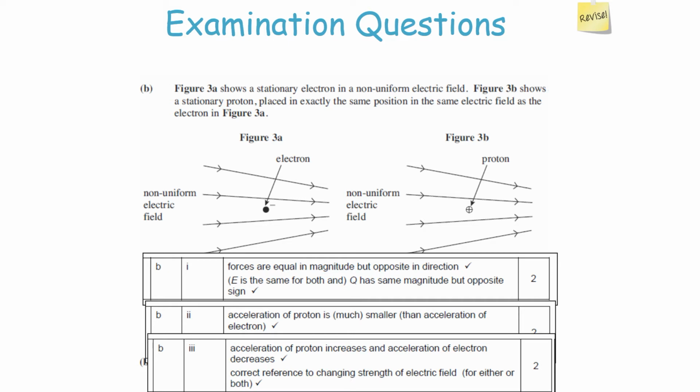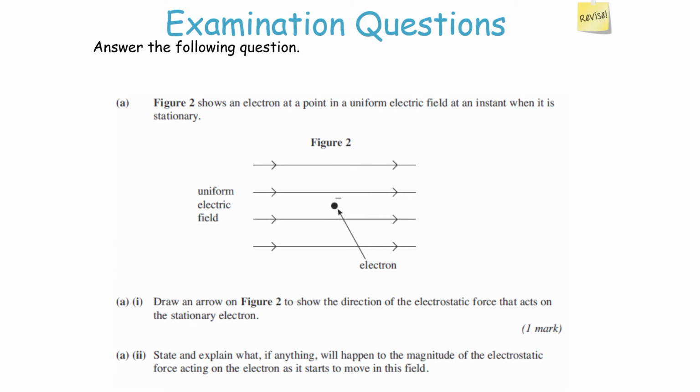So this tells us that over time the acceleration of the proton will increase because it's going to a stronger part of the field, but the acceleration of the electron will decrease because it's going to a weaker part of the field. It's very important to always remember that in electrical field diagrams, the field lines show the direction a positive charge would take. Let's have a look at another question.